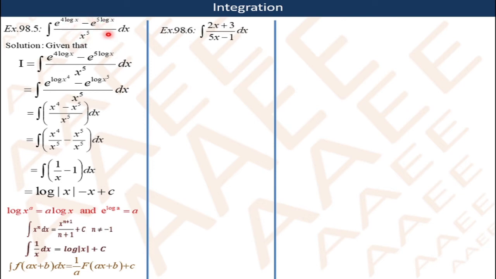Now let us see another sum. Sum number 6, page number 98. Integration of 2x plus 3 upon 5x minus 1 dx. Solution: given that I is equal to the integral of 2x plus 3 upon 5x minus 1. It is a fraction of linear terms, that is, 2x plus 3 upon 5x minus 1.